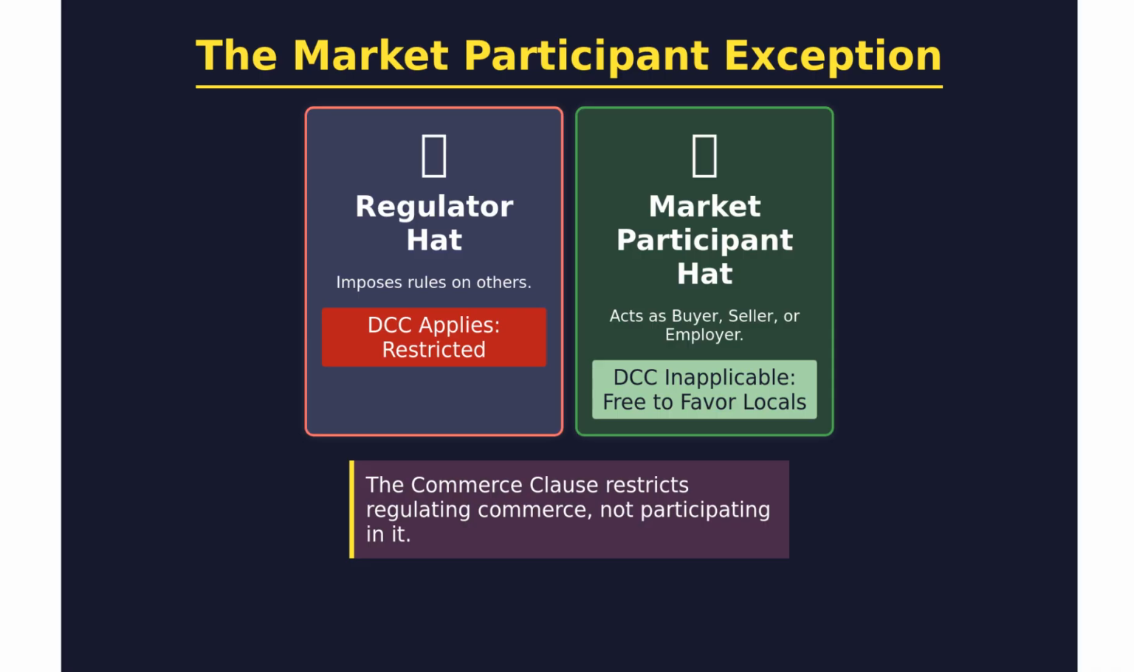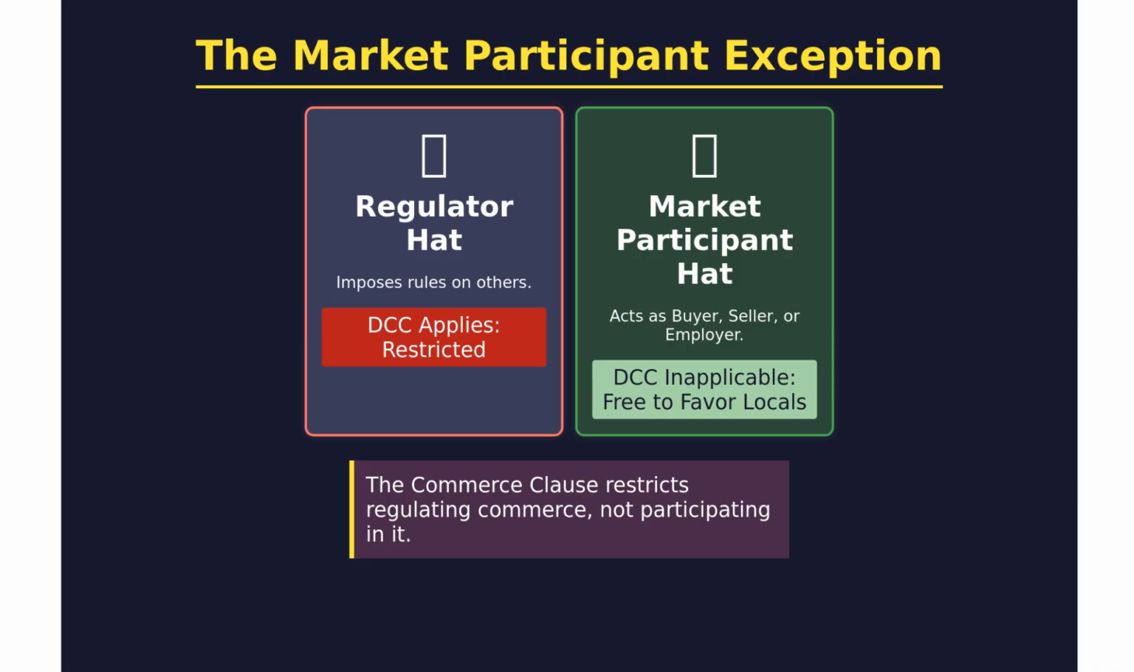However, when the state dons the market participant hat, acting as a buyer purchasing goods, a seller disposing of resources, or an employer hiring labor, it is generally free to favor its own citizens. For instance, a state-owned cement plant can choose to buy raw materials only from local suppliers, or a state university can give hiring preference to in-state residents for non-academic positions. The rationale is simple. The Commerce Clause restricts the power to regulate interstate commerce, not the power to engage in commerce.